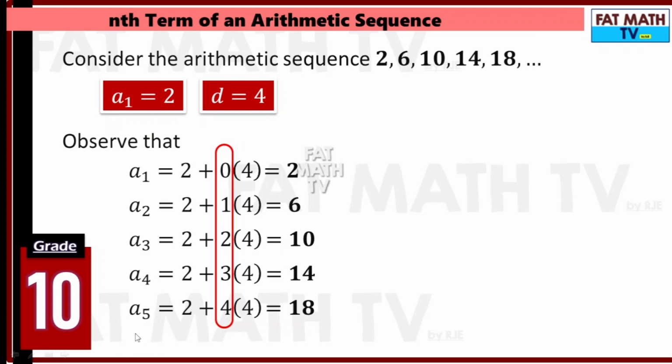So if this is a sub 100, because you already know the pattern, if this is the 100th term, you will just have 2 plus, how many times do you need to add 4? 99 times, because there's a pattern. So 99 times 4, 9 times 4 is 36, carry 3, 396. So that's 398.